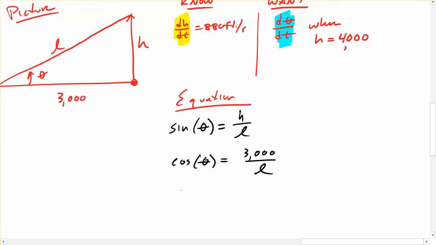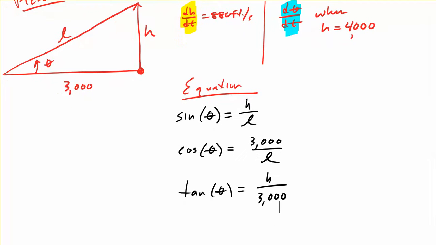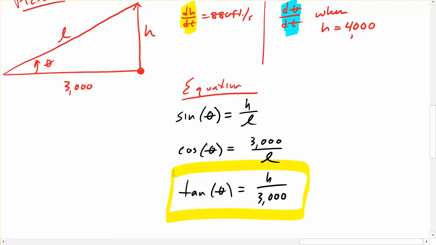What's the third one you could use? You could use tangent θ, and what would tangent θ be? Opposite over adjacent. So that would be h over 3,000. Now in terms of these three, each one we could use. Which one do you want to use? Sine, cosine, or tangent? Yeah, let's try tangent and see what happens. The reason I like tangent is because the h is on top. It gives us the height. It's not bad, right?